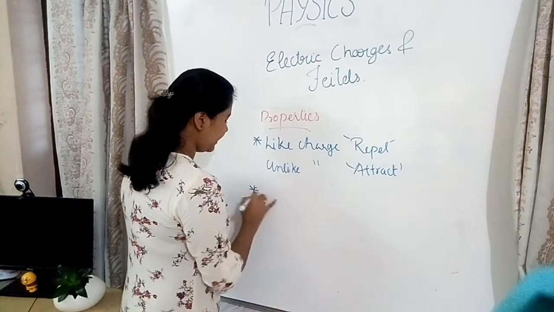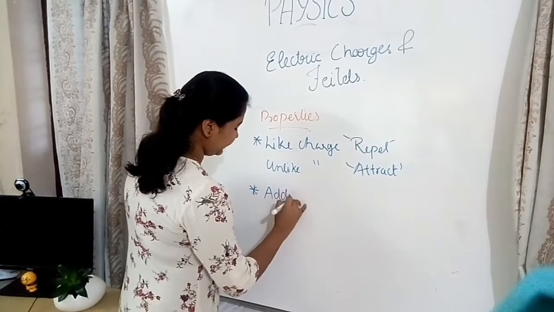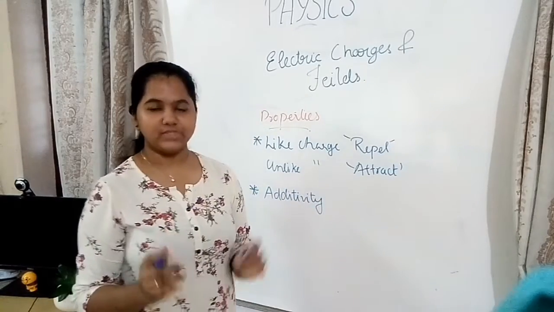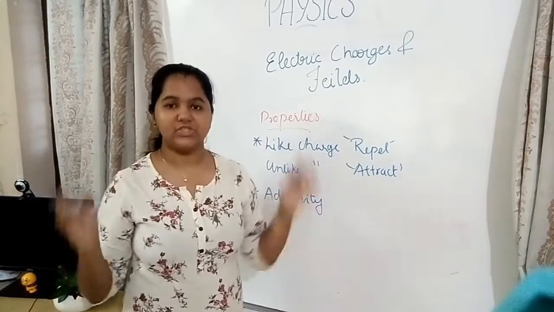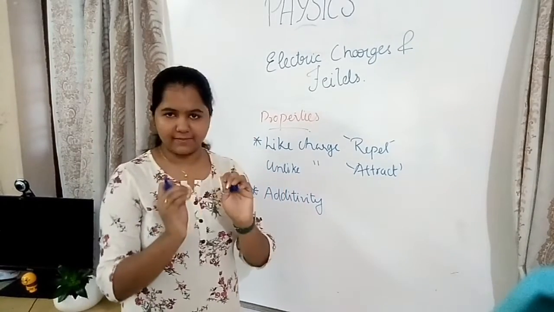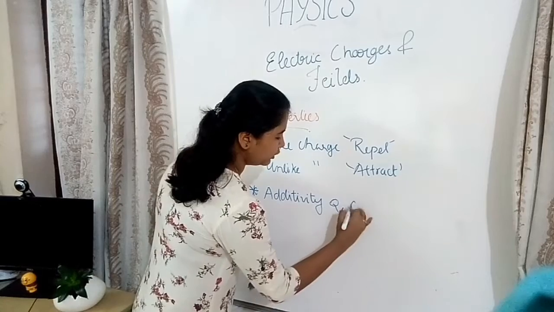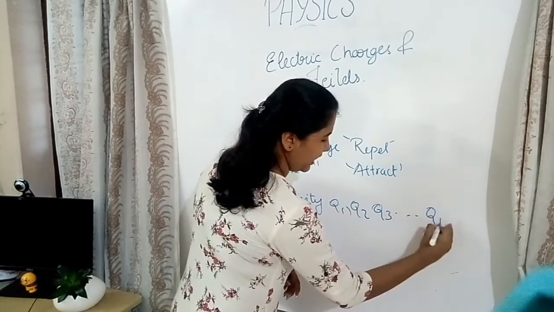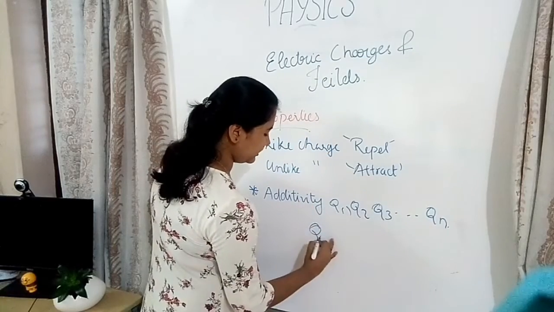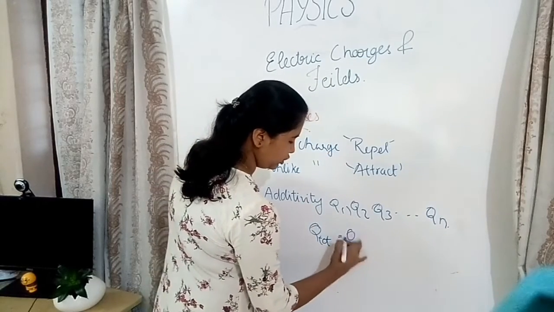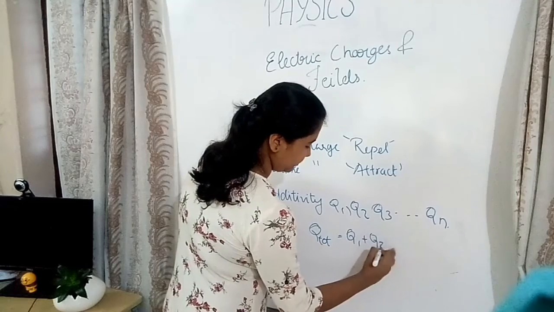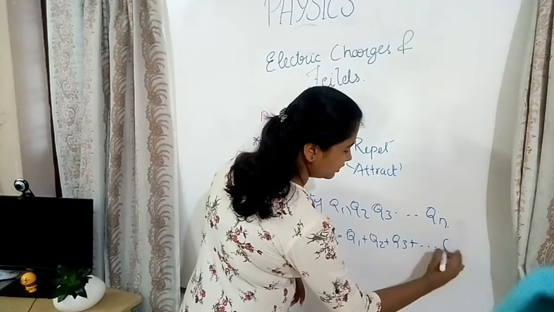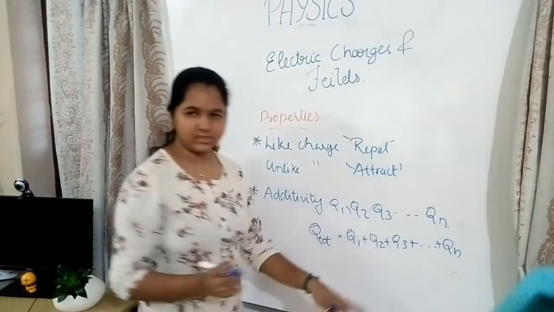Second point is additivity. What is it? It's simply that if there are a lot of charges, they will just add up like real numbers. So if there is Q1, Q2, Q3 and Qn, then Q total would be equal to Q1 plus Q2 plus Q3 plus Qn. So this is the second one.